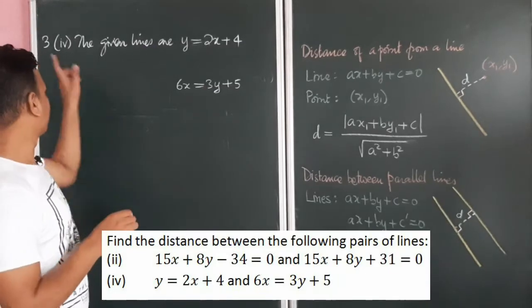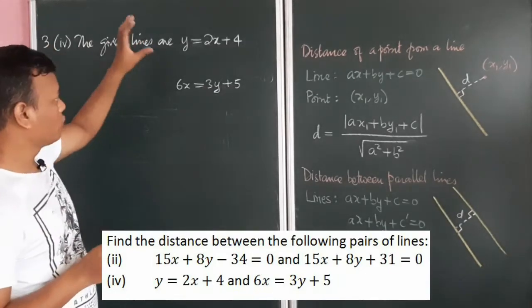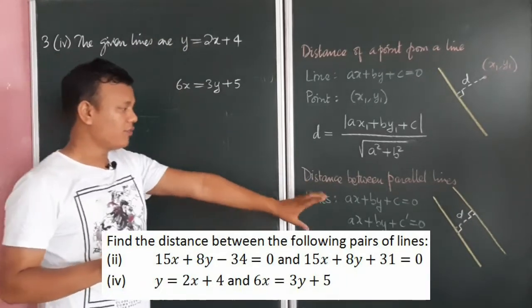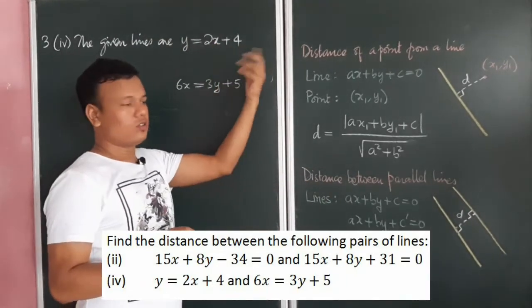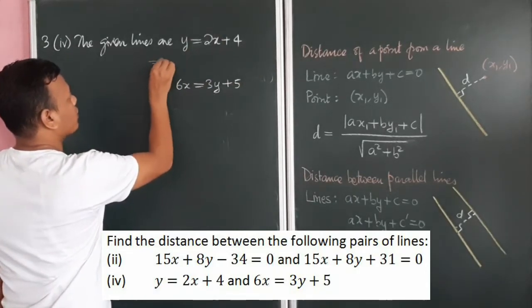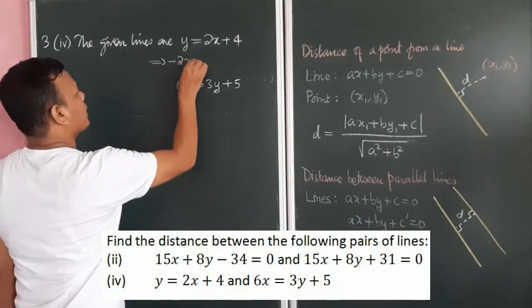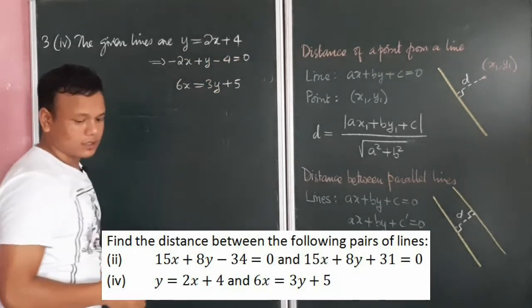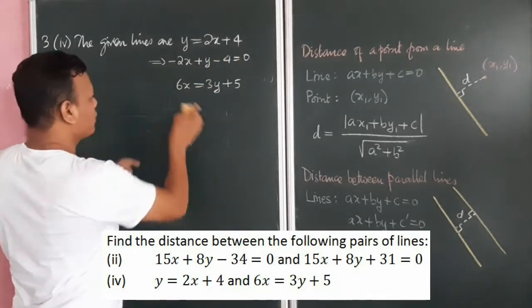Okay, let's have a look at the fourth one. So in the fourth one, the two parallel lines are given to be this much. And we need to reduce this into general form. So get everything out here. So we have minus 2x plus y minus 4 equals 0, isn't it? Or if you want to make it positive, that's also fine.